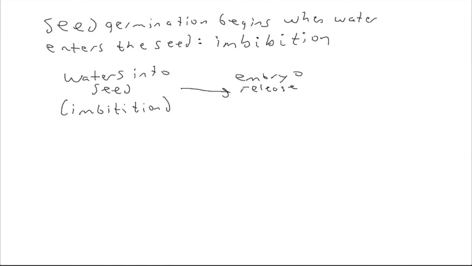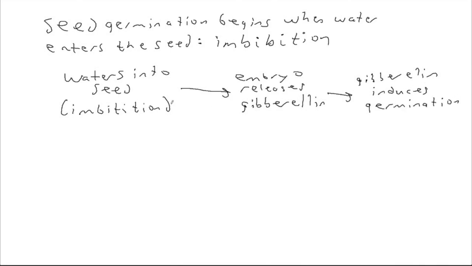Good. So then the embryo is going to release a hormone to facilitate germination. What's the hormone the embryo will release in response to the water entering into the seed? Gibberellin. Right. And then the gibberellin induces the next steps in germination. So this is a little flow chart that would be good to have in your notes here. This is kind of a connection between the reproduction chapter that we talked about previously and the hormone chapter here.